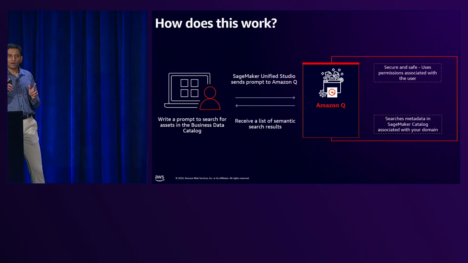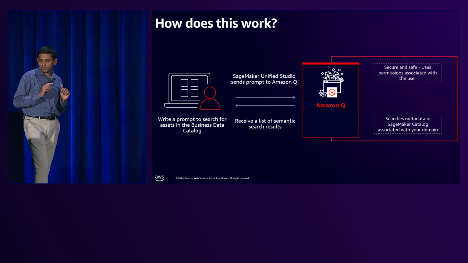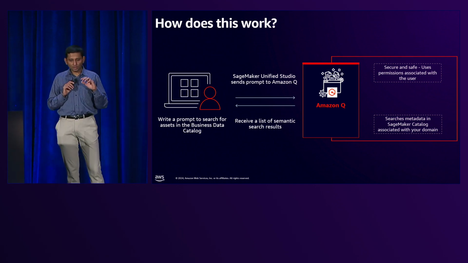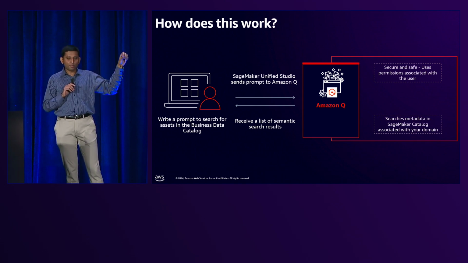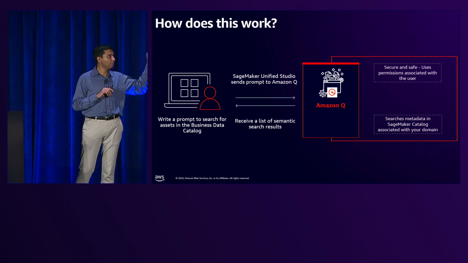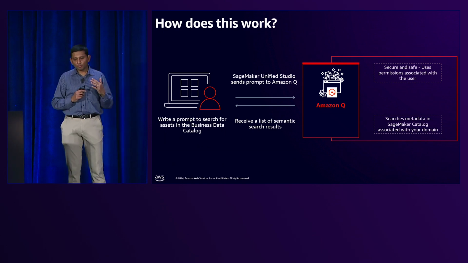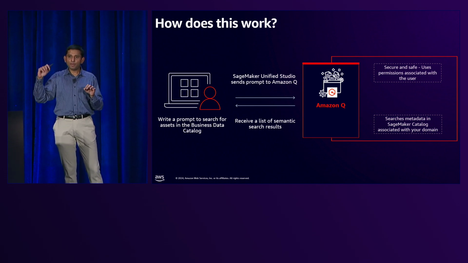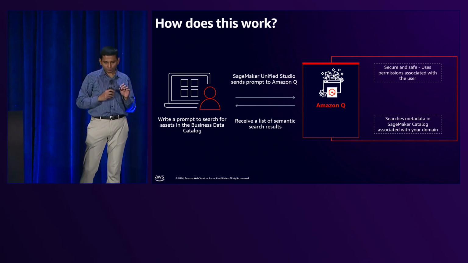So how does this work? What exactly happened behind the scenes? So I'll peel the onion for you on this. Elsa began, she's a data builder, and she began by writing a prompt to search for data sets in the business data catalog. That prompt is consumed by the Q interface and is dynamically routed to one among many backend systems. And we pick the right backend system that is best suited to respond to that query.